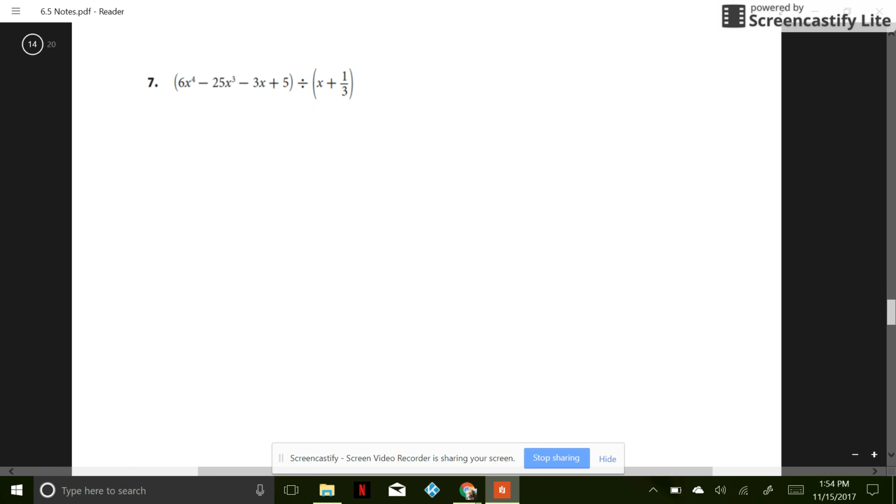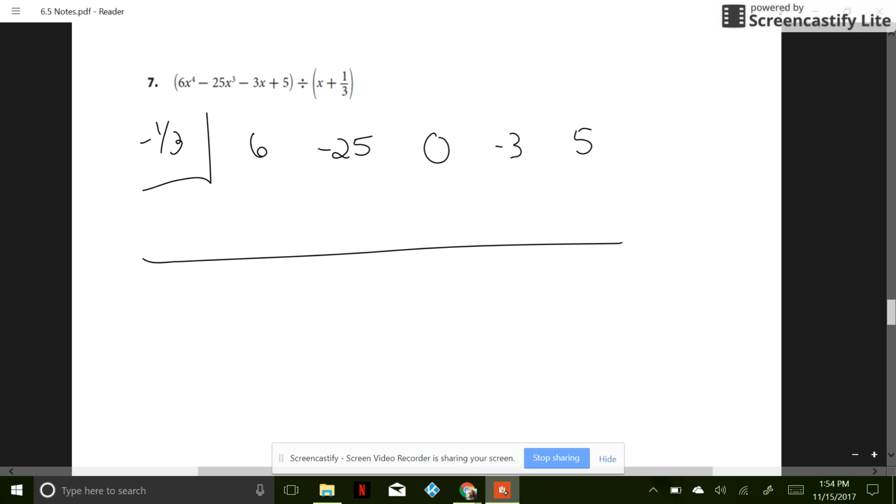And one more here. So first thing we do, we have to find our a value, the factor. So that's negative 1/3. Remember, it's the opposite sign. Now we take our coefficients. So we'll have 6, negative 25. Being careful here, we'll have a 0 because we don't have a squared term. Negative 3, positive 5. Then we draw our line. First thing we do is bring down the first term.